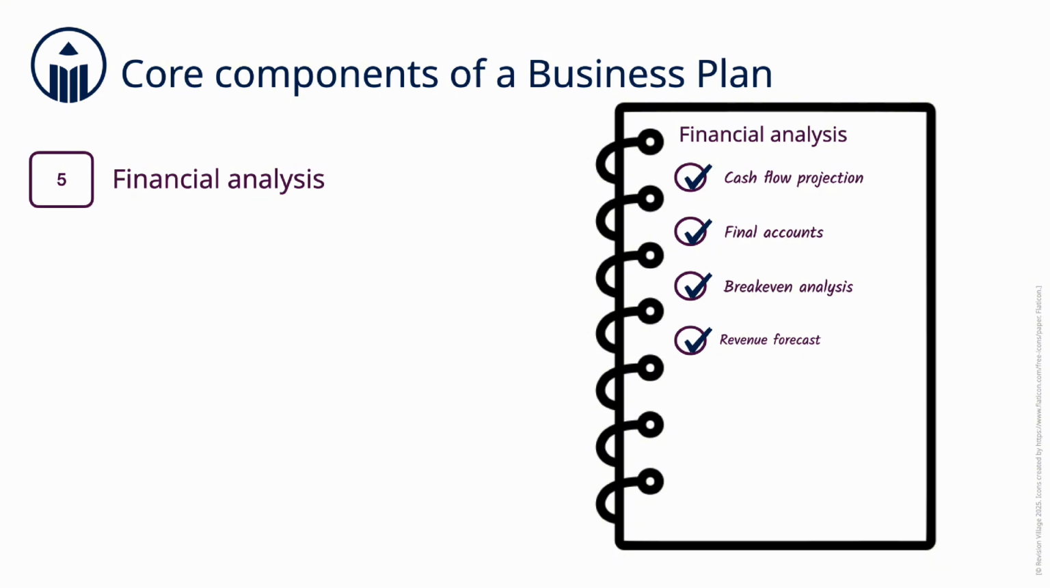to cover expenses. Next would be the final accounts. These are key financial statements such as the income statement, balance sheet, and profit and loss statement. These documents provide a snapshot of the business's financial health and performance, showing profitability, assets, liabilities, and equity.